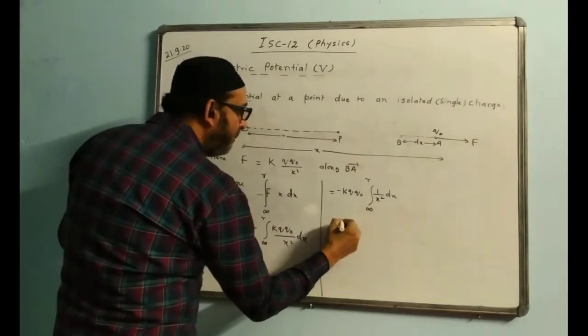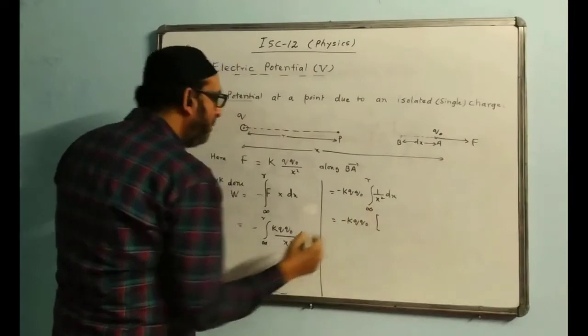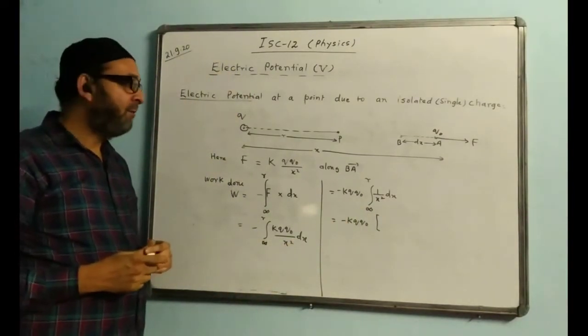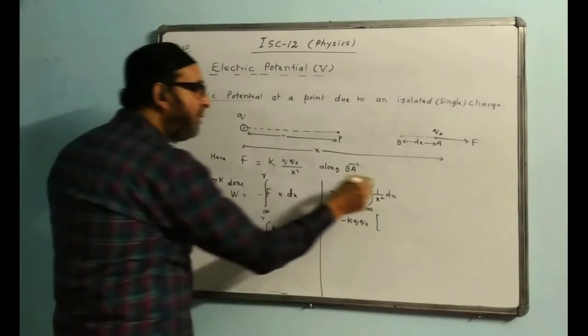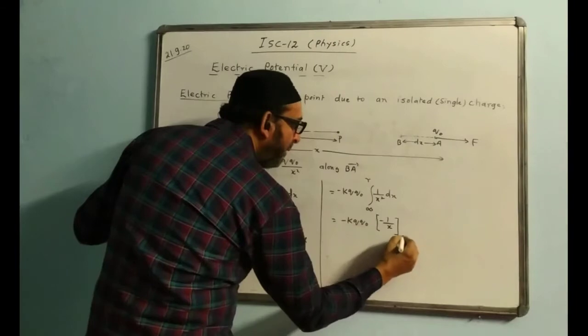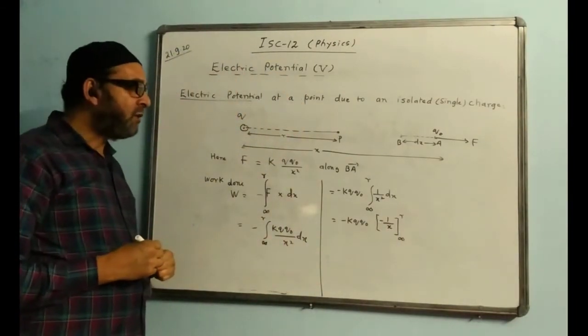Minus K Q naught. Some integration, I think you must have done in mathematics. The integration of 1 by x square will be minus 1 by x. The infinity limit will come here. Minus 1 by x.